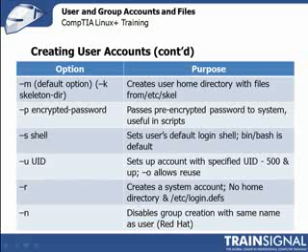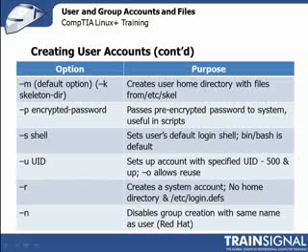Next we have -r, which creates a system account. And system accounts don't have home directories. They also have lower user ID numbers, and those numbers are defined in /etc/login.defs. And finally we have -N, which disables group creation with the same name as the user. And this is a Red Hat Linux default.